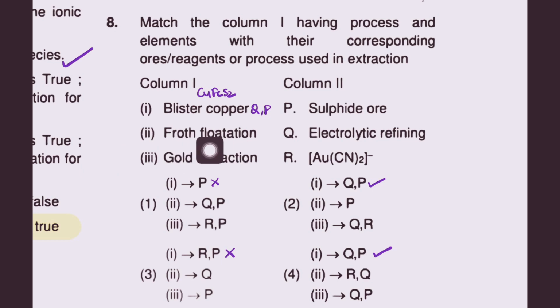Basically, this process we do for the sulfide ore, so it will be P. P only, because in this case it is gone, and this is correct. So the correct answer should be the second one. I check the last one also.